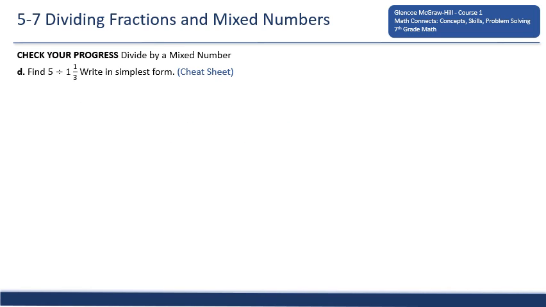Divide 5 divided by 1 1/3, then write in simplest form. So 5 divided by 1 1/3.